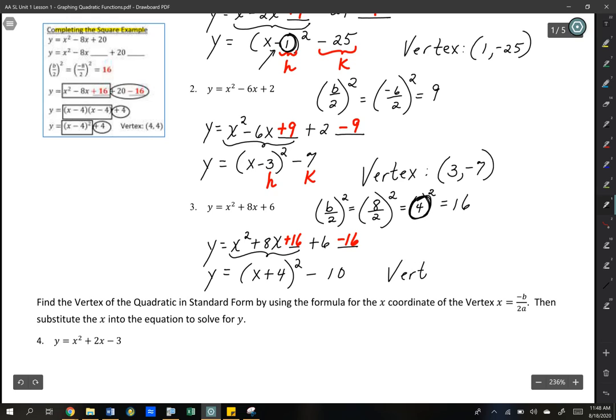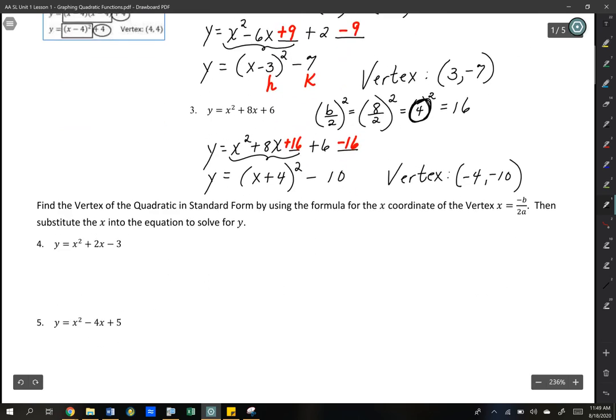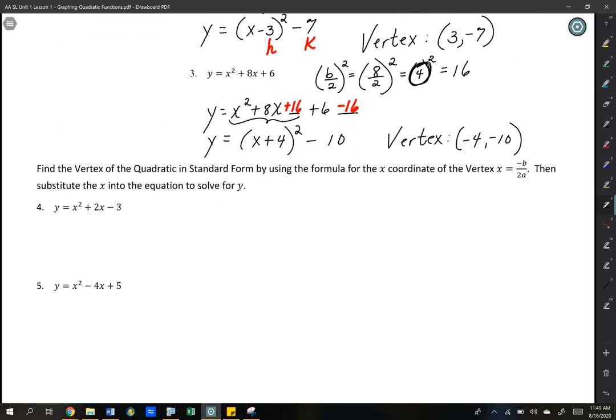Our vertex is going to be the opposite of whatever is inside. So if it's a 4, it's going to be -4 and then -10. All right, hopefully that's a little bit of a reminder of how to complete the square to go from standard form to vertex form and find the vertex. And we'll do some more of this as we get into the lesson.